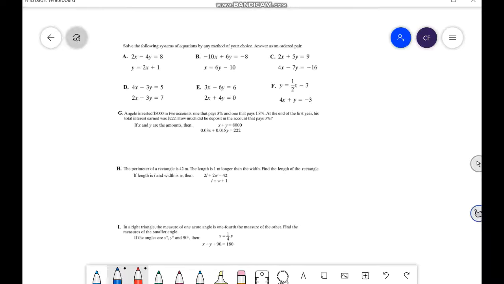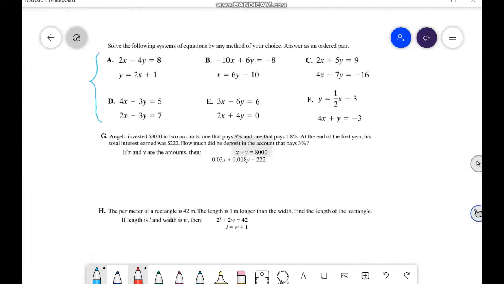Okay. Now on the quiz, we have two parts. The first one, you have to solve some systems of linear equations. Let me read here the question. Solve the following systems of linear equations by any method of your choice. Answer as an ordered pair.